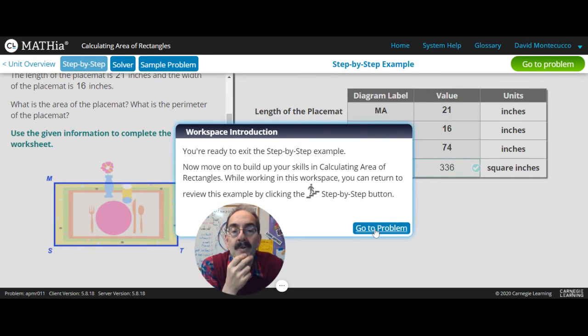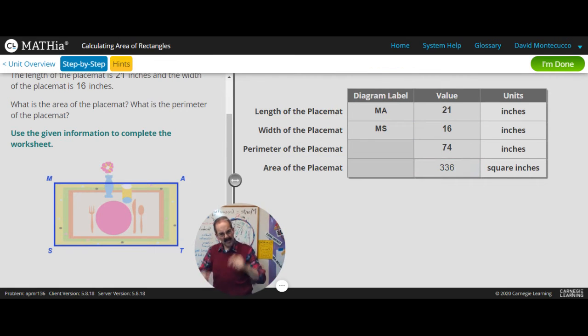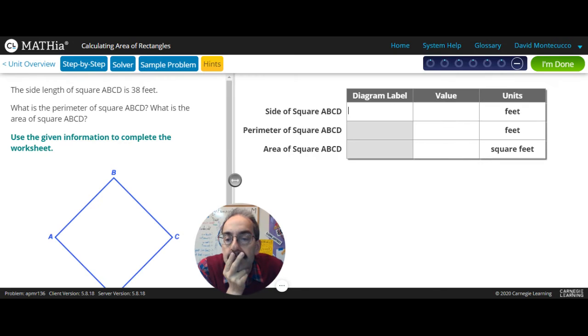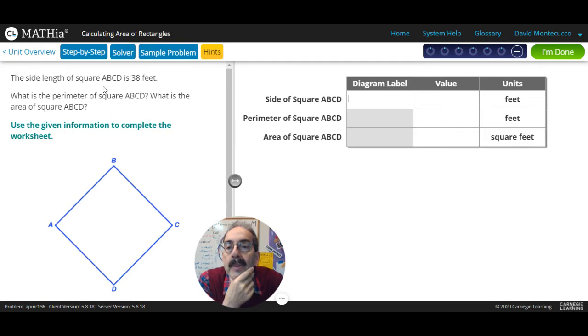Go to the next problem. Let's get started with area. Length times width. Okay, length times width.